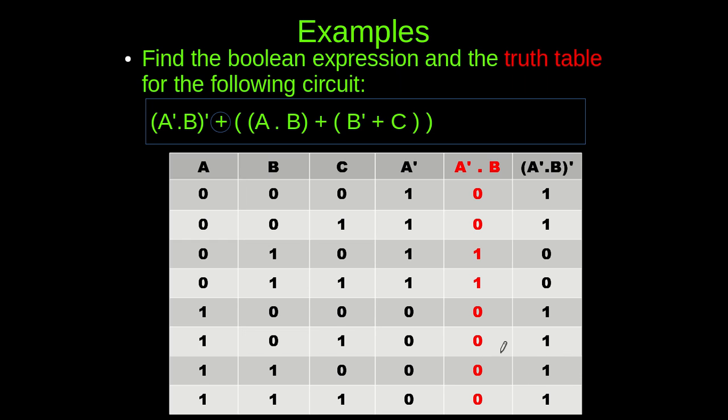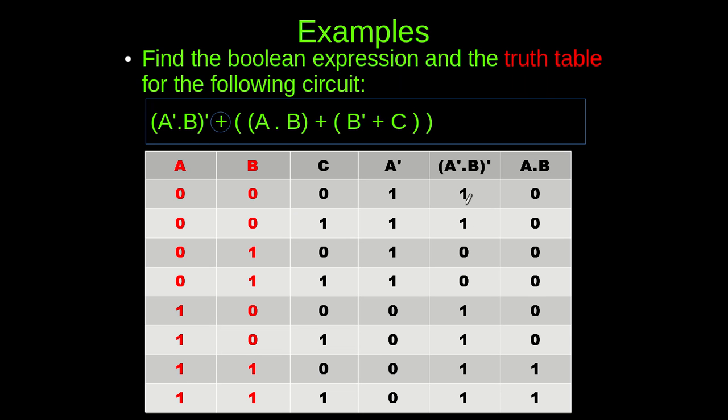Now what do I do? I find the A and B. A ANDed with B. Here's the A and B. 0 and 0 is 0. 0 and 1 is 0. 1 and 1 is 1. So this is basically doing the AND between those, which is this. Now what am I going to do? I'm going to do this: B not ORed with C.